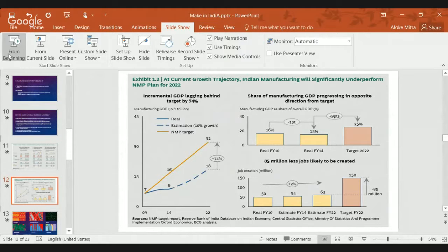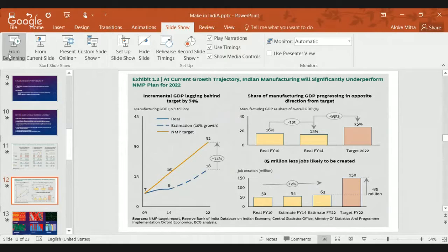Look at the employment situation. FY14, we have manufacturing's contribution to employment is only 54 million. But National Manufacturing Policy has set a target of 150 million jobs by the year 2022. So the shortfall is 85 million, again to be achieved in the next 8 years. That's a tall order.